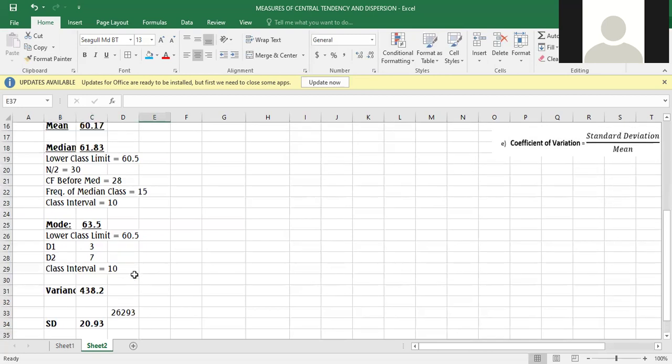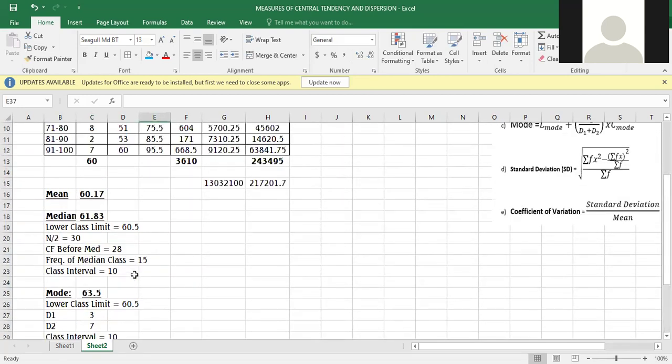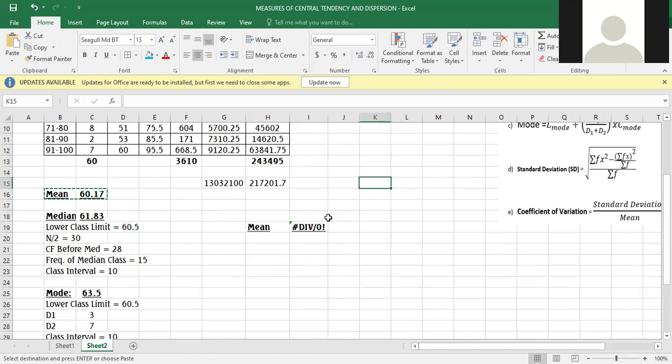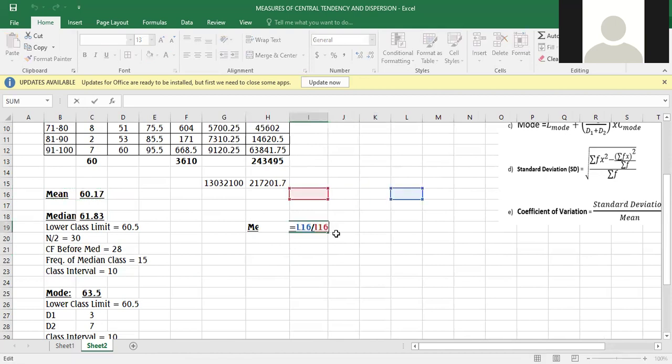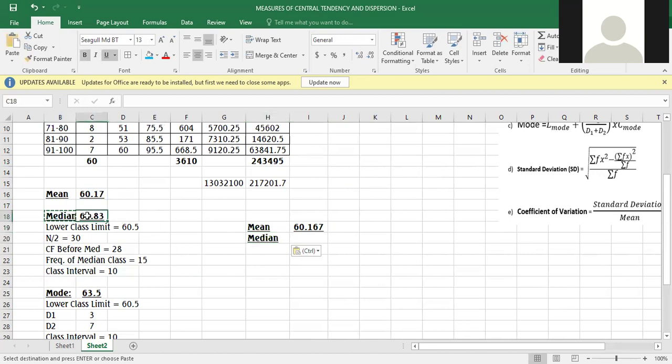So on the basis of this, we now want to comment on whether the distribution is normal or non-normal. So let's place the mean on the same side. What's our mean? Our mean is 60.17. What's our median? Our median is 61.8. And what's our mode? Our mode is 63.5.